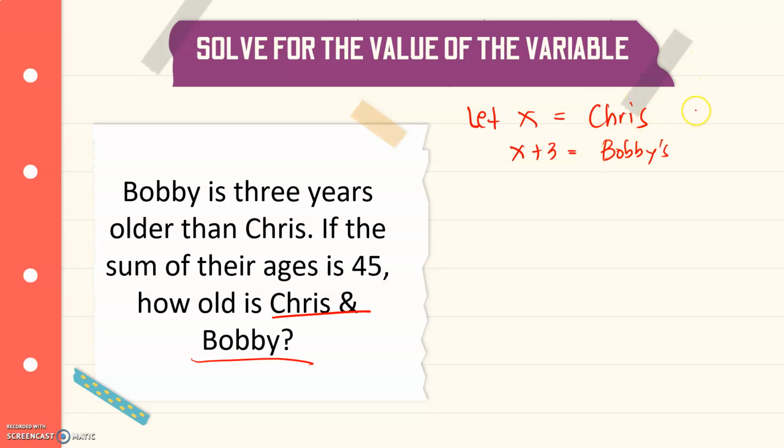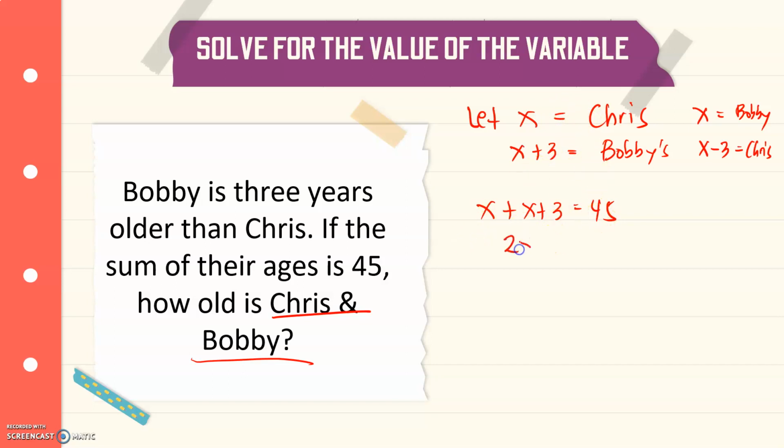If you want to let x equal Bobby's age, therefore Chris' age will be x minus 3 because he is 3 years younger than Bobby. But let us use the first representation. So let's have x plus x plus 3 is equal to 45 since the sum of their ages is equal to 45.